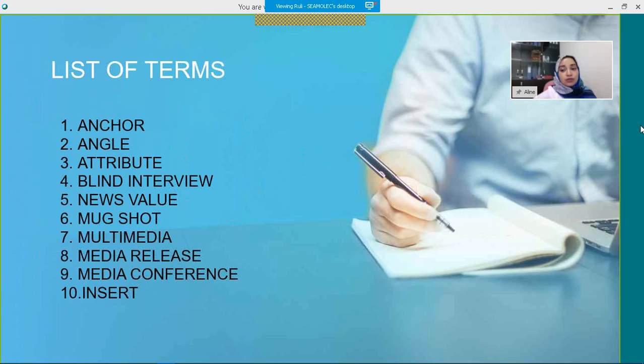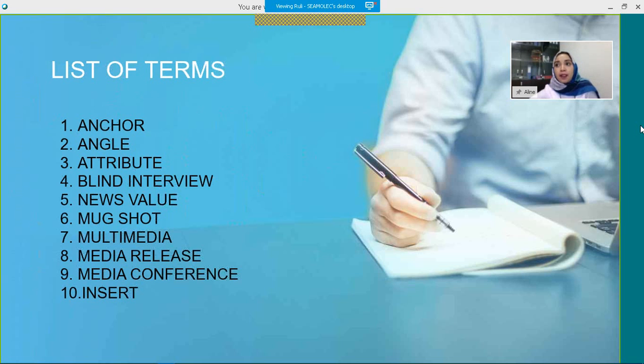So the news reporter that you saw on the TV, that's in a TV studio, not at the place where an event happens. Usually on a regular basis, you saw in the news the gentleman and a lady in a TV studio, they are called anchors. The second one is angle. This is short for news angle. Usually they call it just angle. It is the aspect of a story which a journalist chooses to highlight and develop.